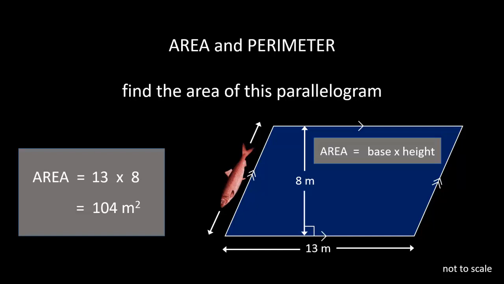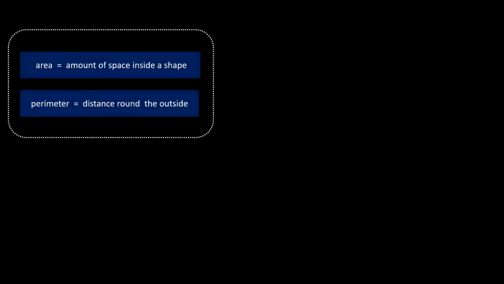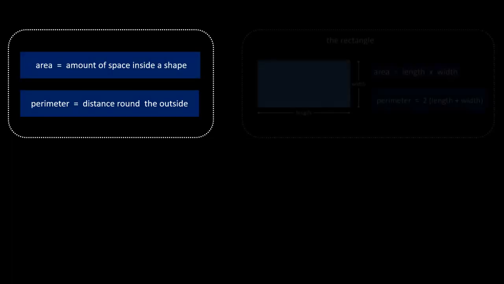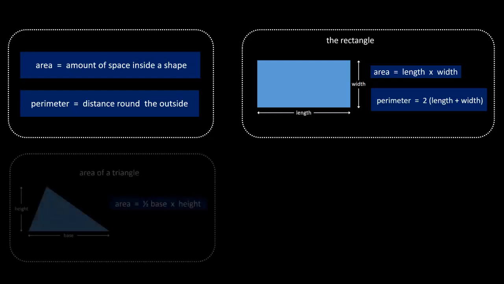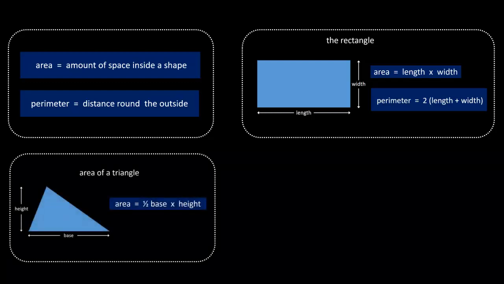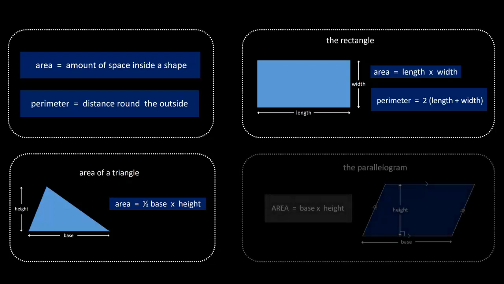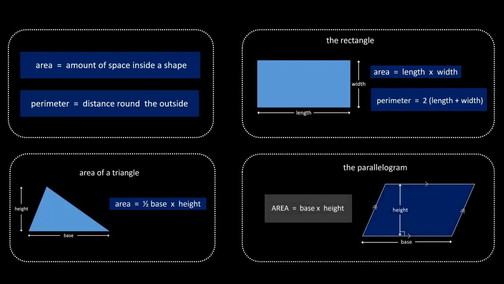That's it. Let's have a little recap before we go. So we've got area, that's the amount of space inside a shape. The perimeter is the distance around the outside. We did the rectangle, area is length times width. The perimeter, we could say length plus width plus length plus width, or you could say 2 times length plus width. We did the triangle, area, half base times height. We're not really asked about the perimeter of a triangle, so we want the area, half base times height, and then we did the parallelogram. Nice and easy, area, base times height.